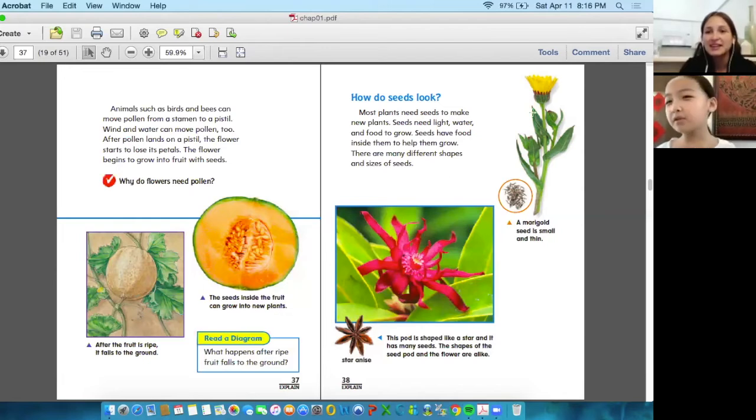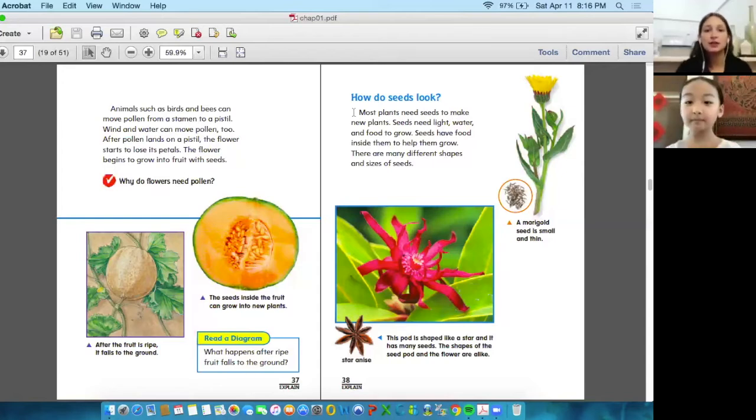My mom used these seeds. They can't eat the seeds, so they just throw them into the garbage right away. Yeah, I think most people just throw them away. Because we don't eat them, right? Yes. Okay, so let's see.